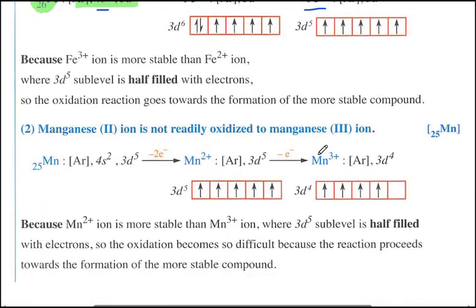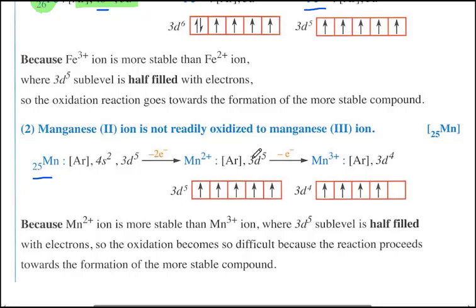In case of manganese, atomic number 25, its electron configuration is argon 4s2 and 3d5. When it loses the first 2 electrons, it loses the 2 electrons of 4s. So the electron configuration of manganese positive 2 is argon 3d5.